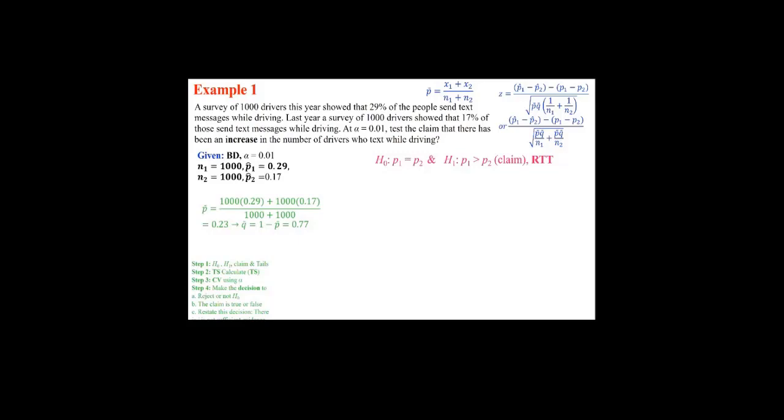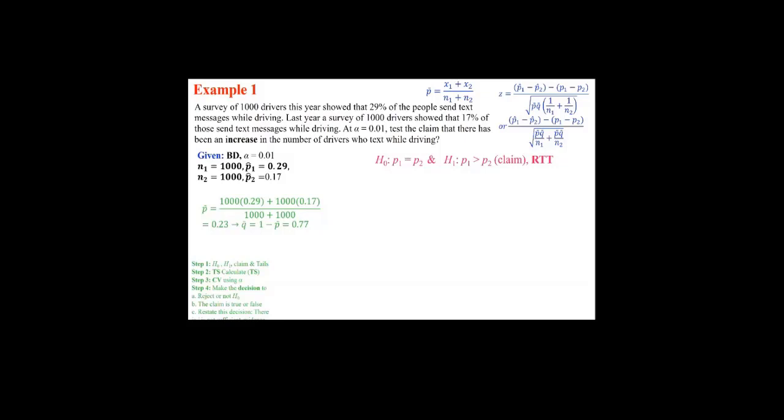By the way, in this case, if you added up P1 hat and P2 hat and divided by 2, you would get the same answer. The reason is that N1 is equal to N2, which is 1,000. So let me make sure we understand what's going on here. The reason they end up being the same is that they have the same sample size. Otherwise, they won't, because in essence you're doing a weighted average. I repeat, N1 is equal to N2, therefore you could just add them up and divide by 2.